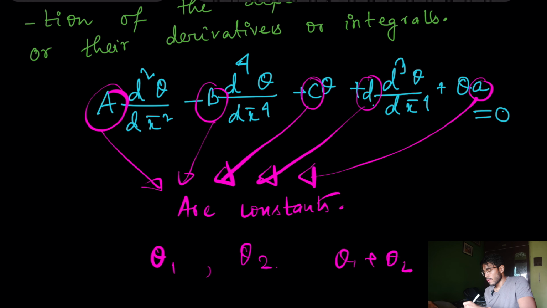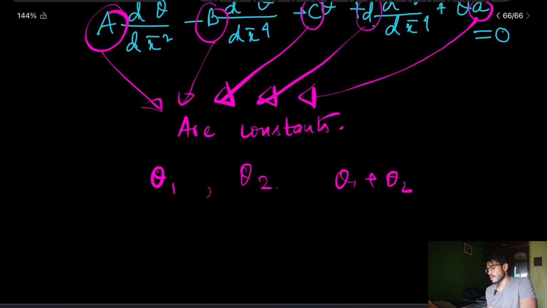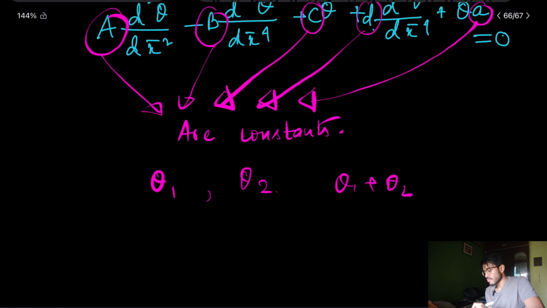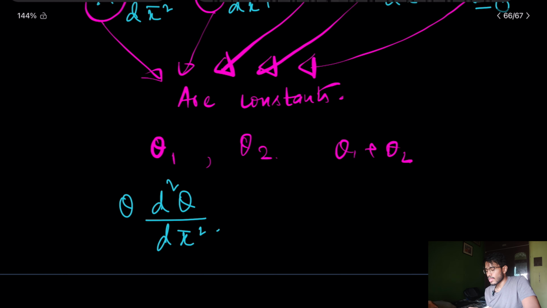But if I put theta 1 plus theta 2, then that will also satisfy this equation, right? But had I had this kind of equation, that is theta into d2 theta dx2, then you cannot say that theta 1 plus theta 2 is a solution of this equation.